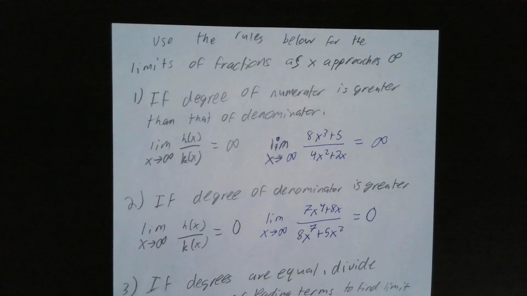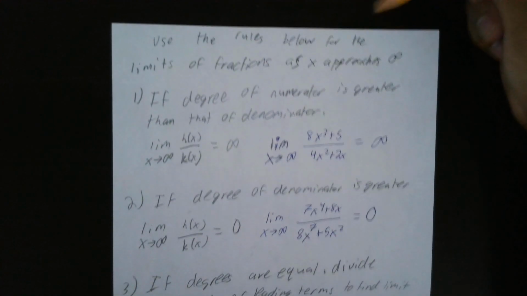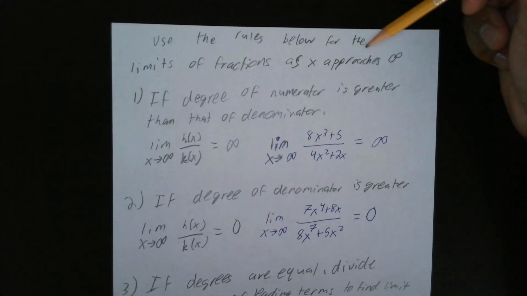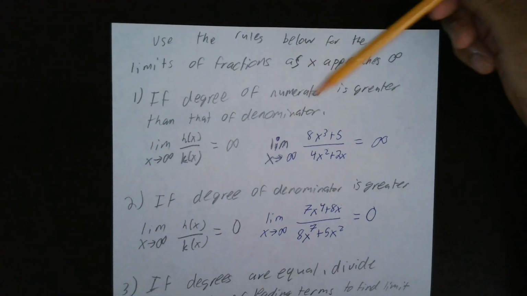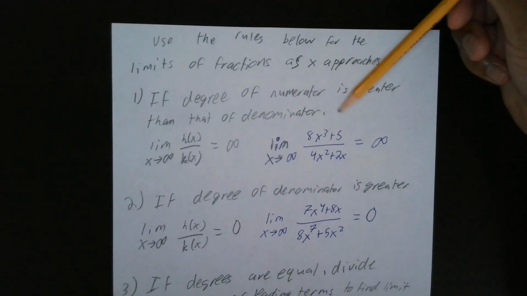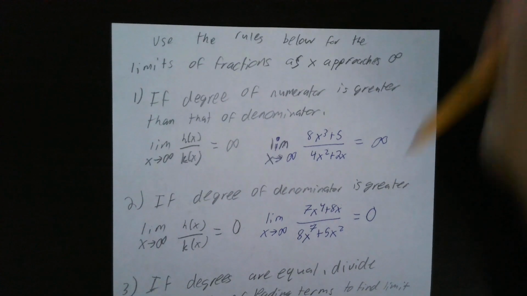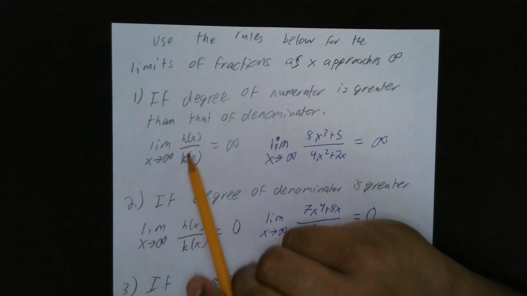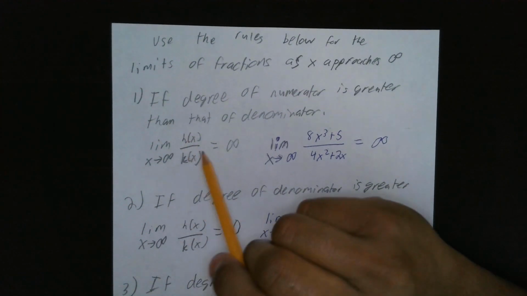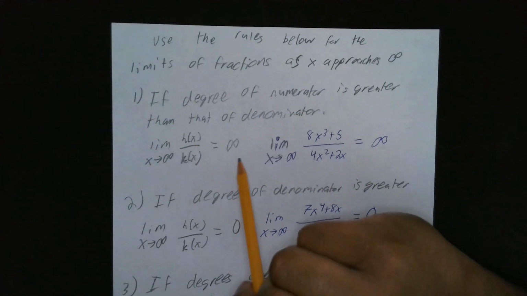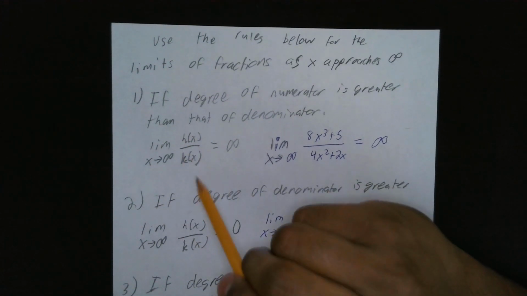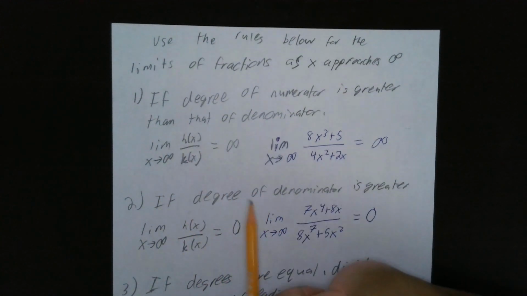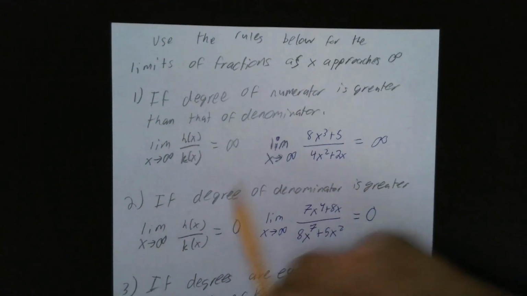So for fractions, here are the rules for the limit as x approaches infinity. If the degree of the numerator is greater than that of the denominator, then the limit as x approaches infinity of h of x over k of x will be equal to infinity. So h of x and k of x are functions. So it'll approach infinity.